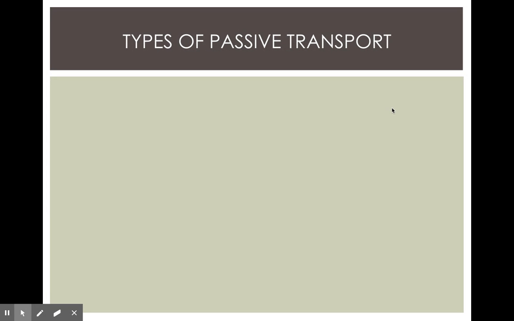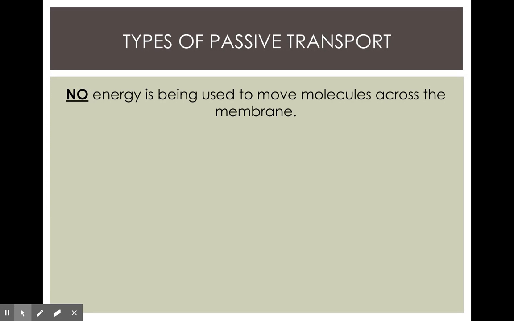There are two types of transport. We will have passive transport and active transport. By the end of this week, you'll know the difference between the two very clearly, I hope. In passive transport, there is no energy being used to move molecules across the membrane.